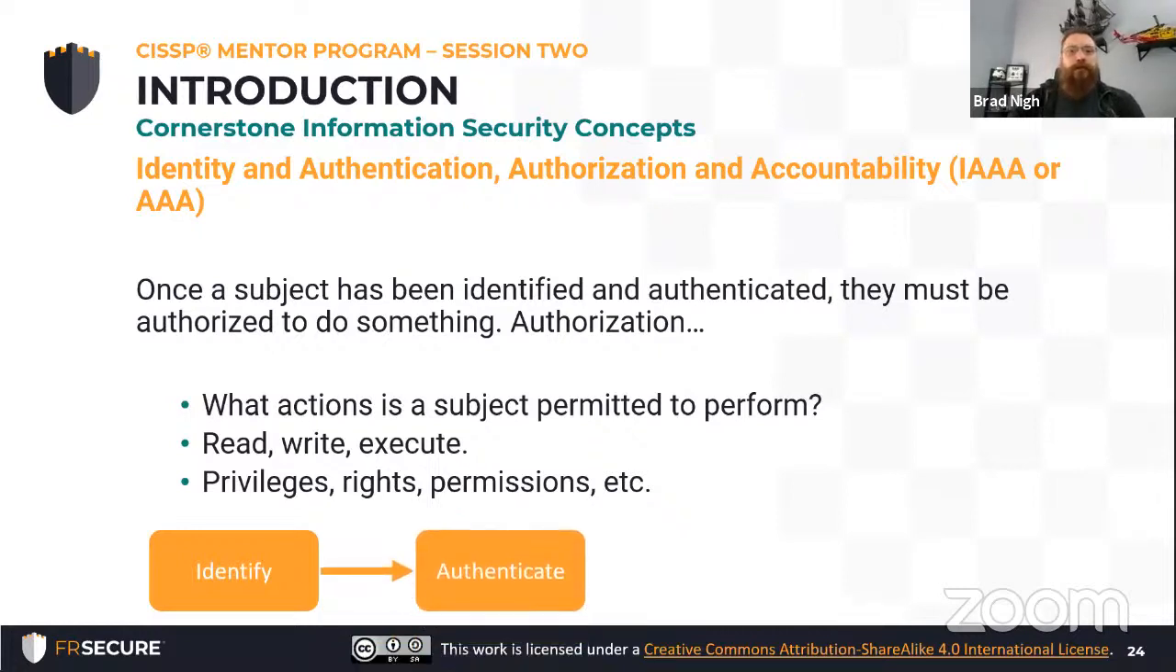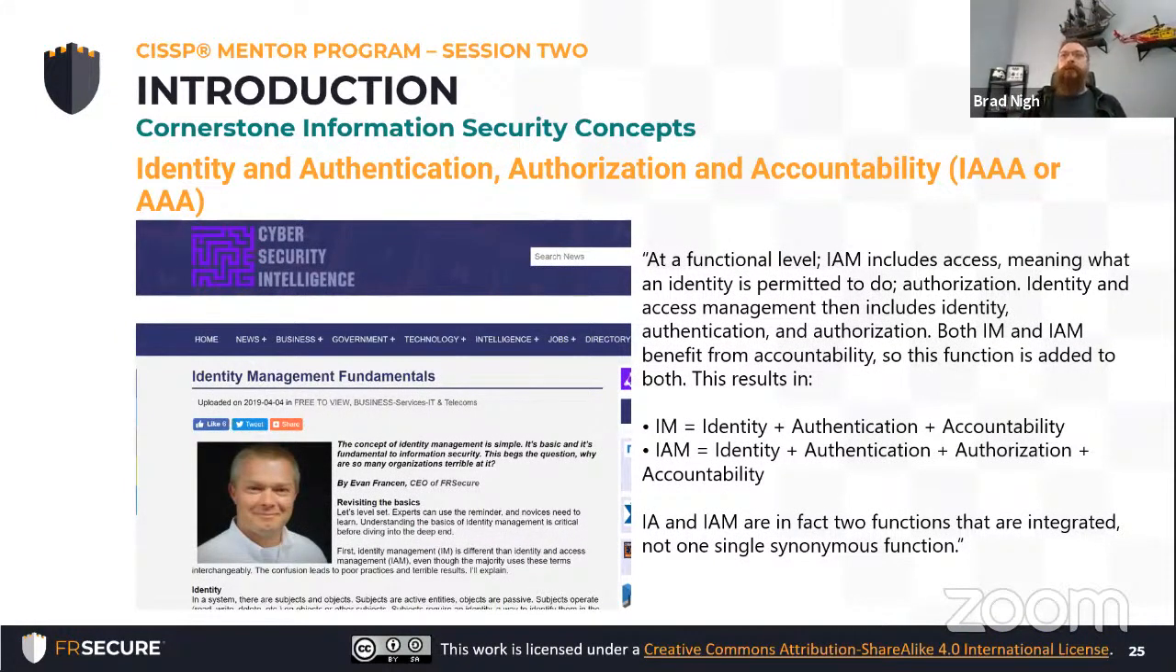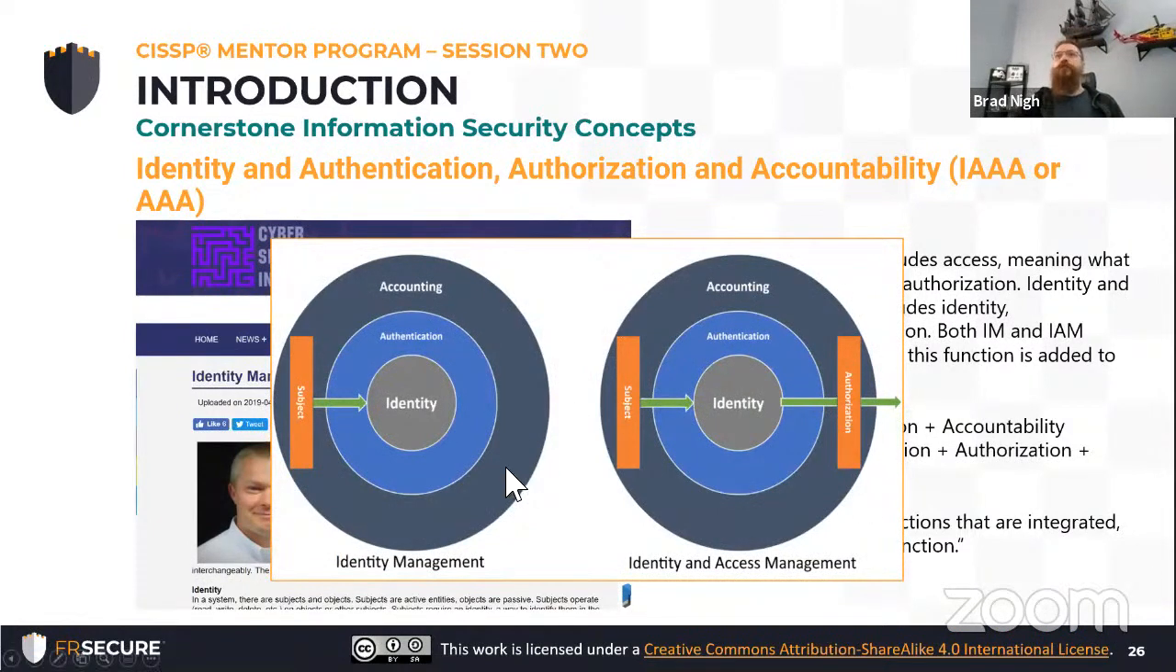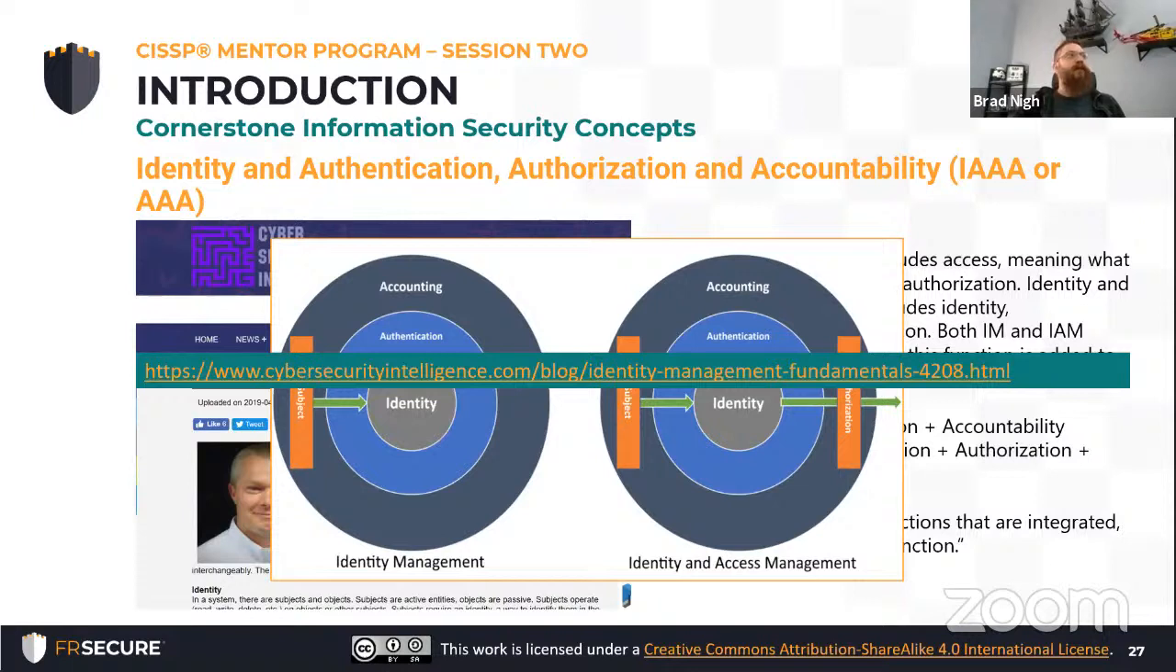So if you look, this is the order, right? We're going to identify ourselves: here's who I am. Authenticate: here's my proof. And then at that point, what am I authorized to access? Here's a little blurb from Evan, a really good article that he put together. It explains a little more about identity and access management. The IAM includes the accountability. And just a visual representation: here's who I am, and here's what I can actually do. There is the link, and you'll get this in the slide deck, so you'll be able to read this later.